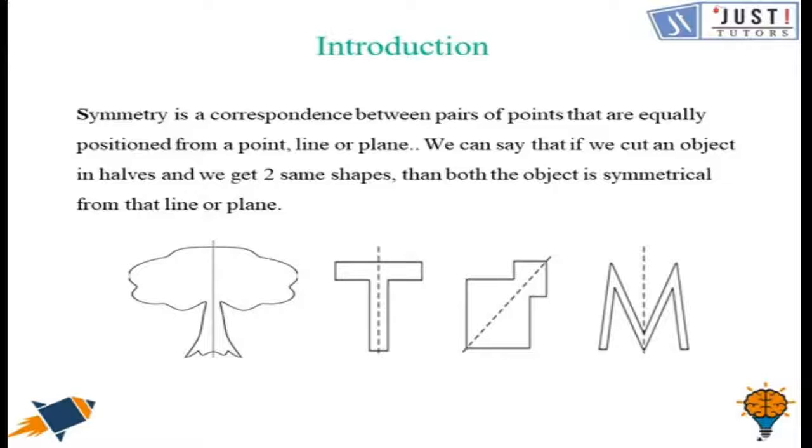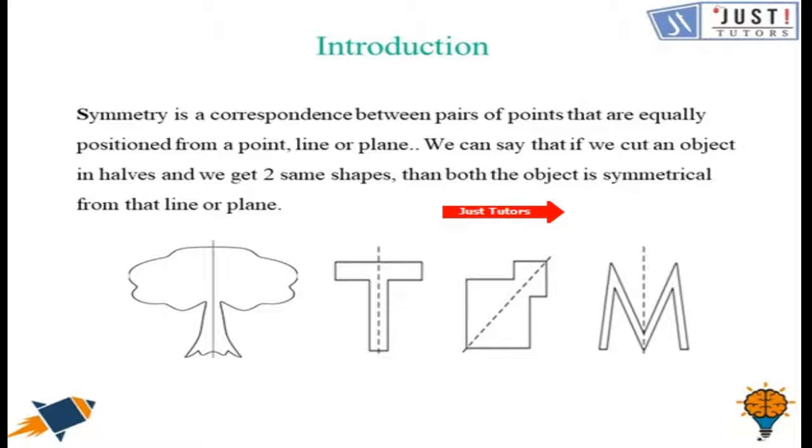Now let's have a quick introduction about symmetry. In general, symmetry means that one shape becomes exactly the same as another when you move it in some way, like if you turn it, flip it, or slide it. For two objects to be symmetrical, they must be the same shape and size. In simple words, if we cut an object in halves and get two same shapes, then the object is symmetrical about that line or plane.